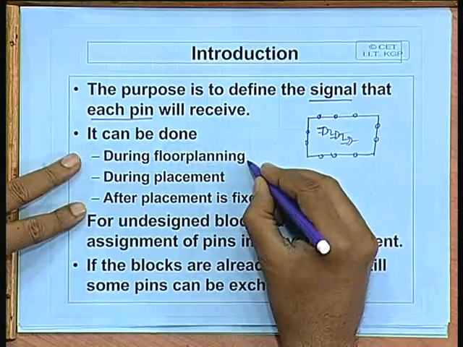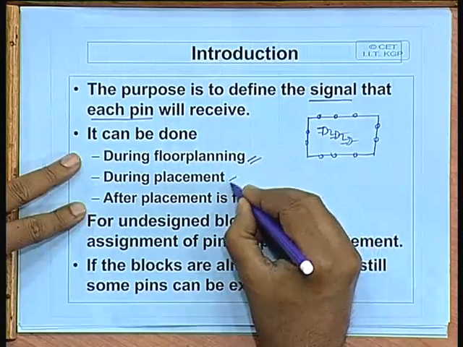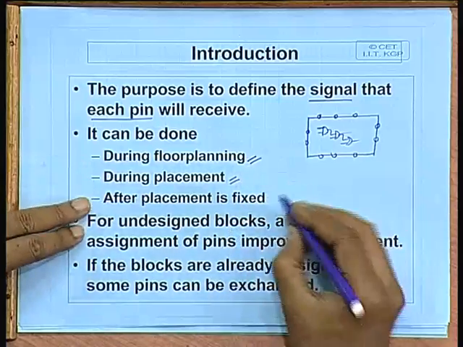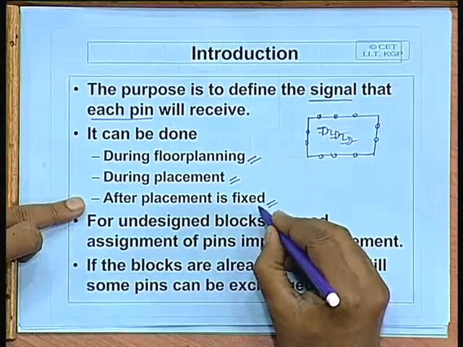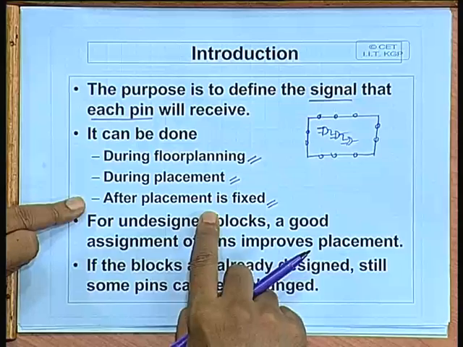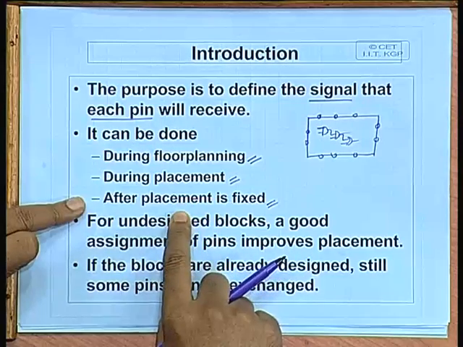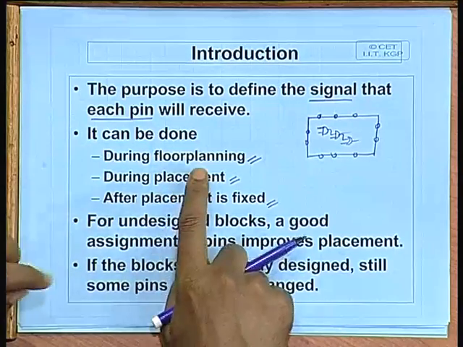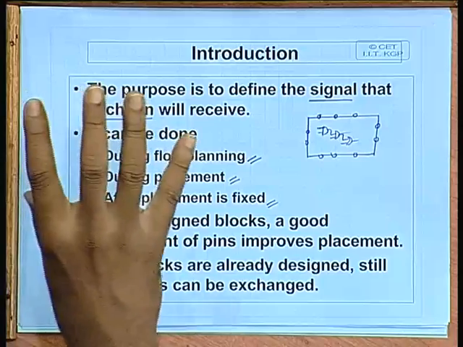Now, this can be done during floor planning or even during placement. After placement is fixed, you can also do that. We will see how. As I had said earlier, in floor planning we are making a tentative placement of the blocks on the floor plan, but after the sizes or the dimensions of the box have been finalized, the locations of the pins have been fixed, and also the routing areas between them have been finalized, we say that we have got a placement.